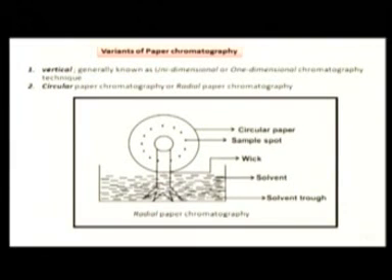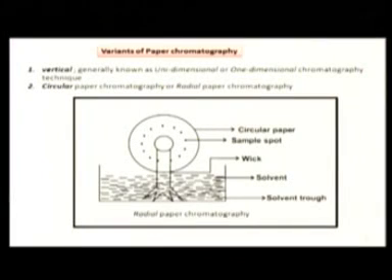The other variant of paper chromatography is circular, which we call radial chromatography. The previous one is paper chromatography, which is ascending and descending in nature. Here is another type called circular, or radial paper chromatography. The only difference is that the paper is disc shaped, and you spot the sample on this disc. The solvent is connected in the middle of the paper, and the solvent will flow in all directions, and the remaining staining and developing of the paper remains the same.